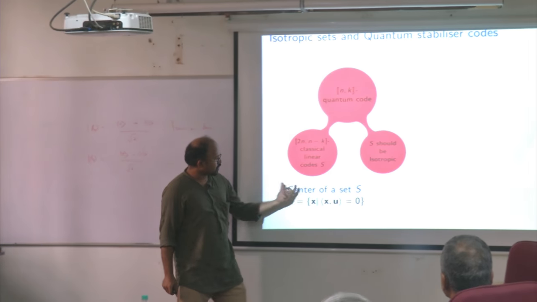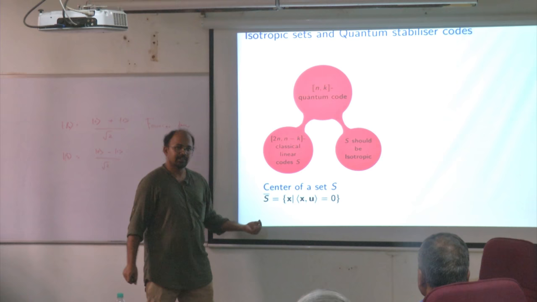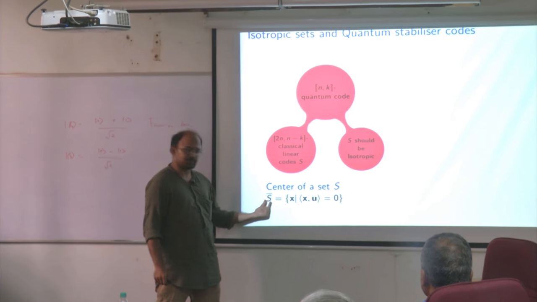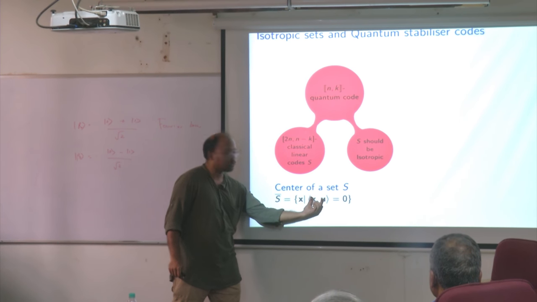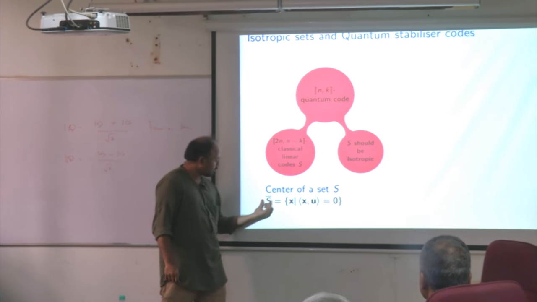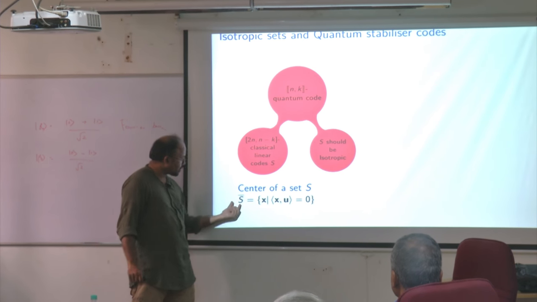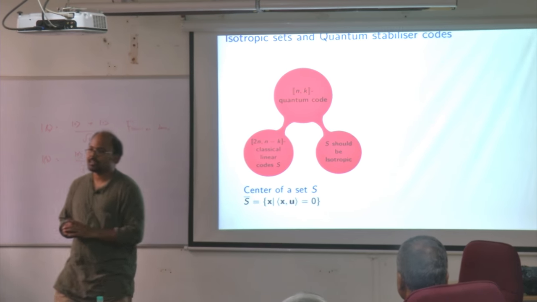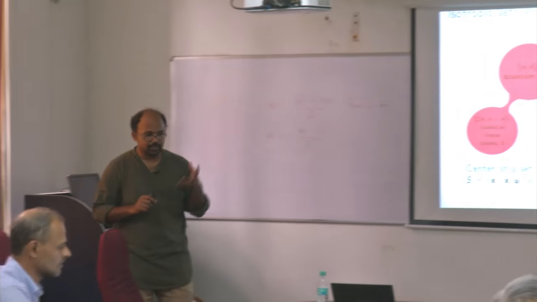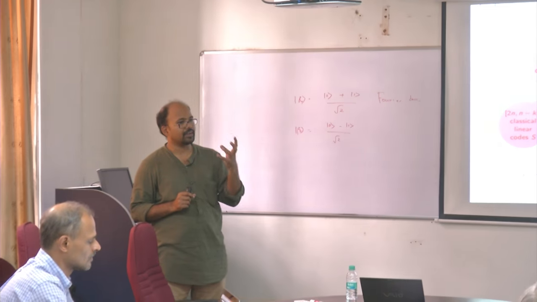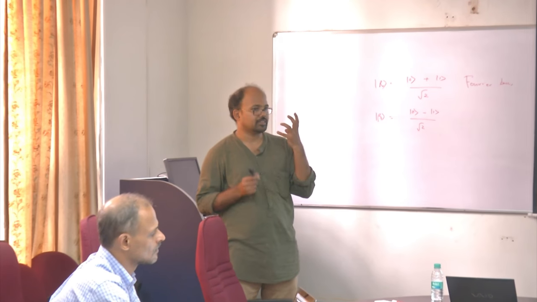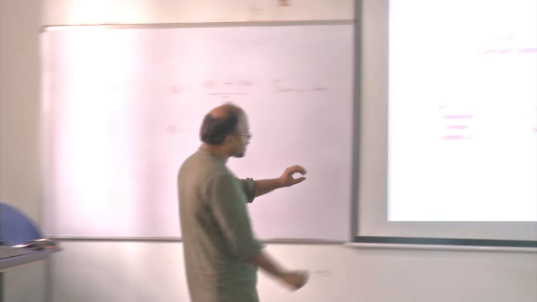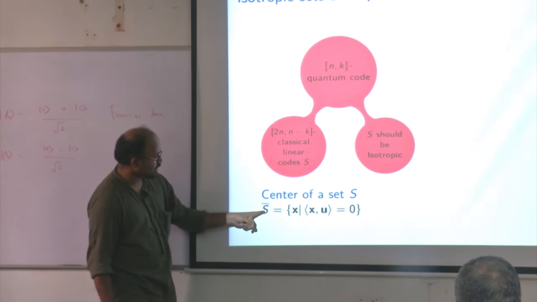When you want to talk about the error correction property of S, what you should look for is the center of it, which is the set of all vectors which commute with S. The distance of the code is the weight of S bar. So in the classical case, you saw that if you have a linear code, its weight will give you the error correction property, the distance of it. Here you should look at something larger than that code, which is S bar.